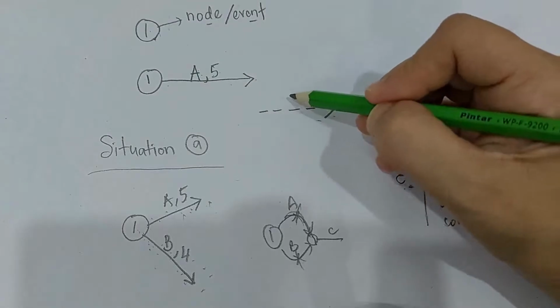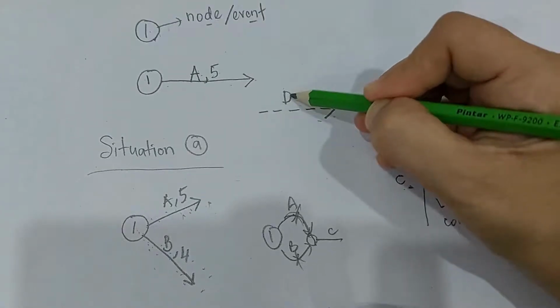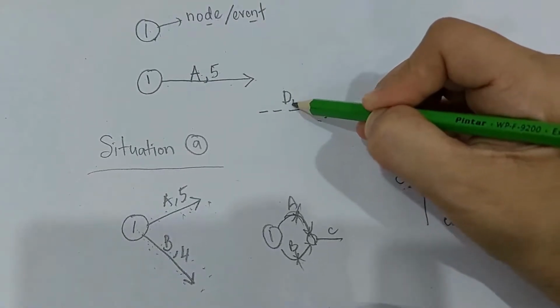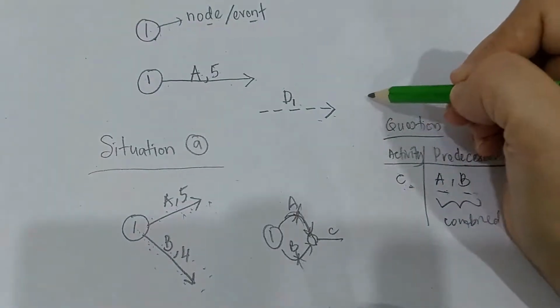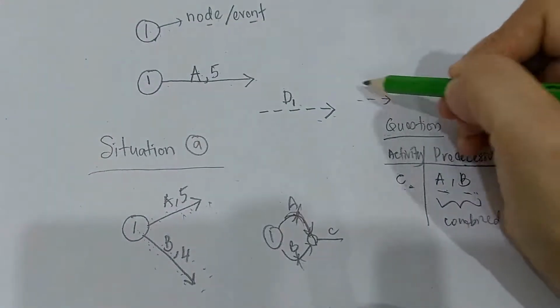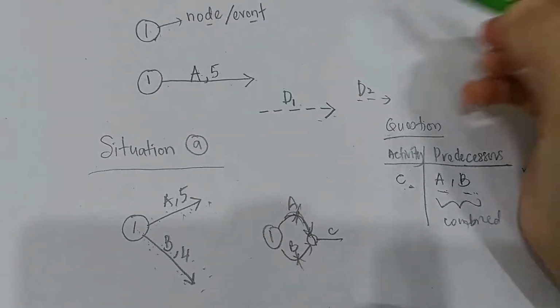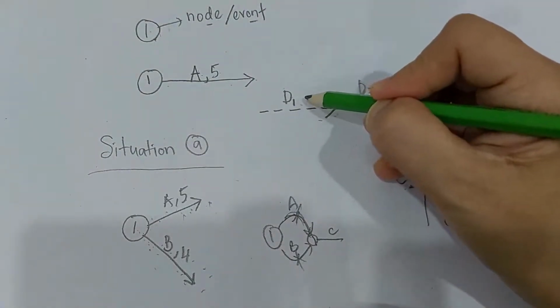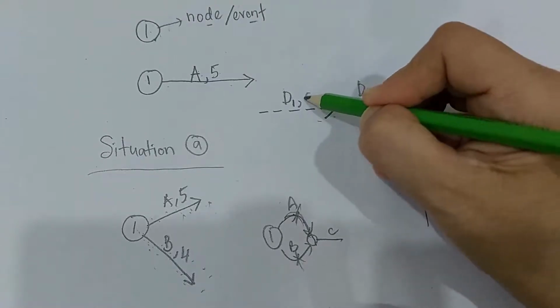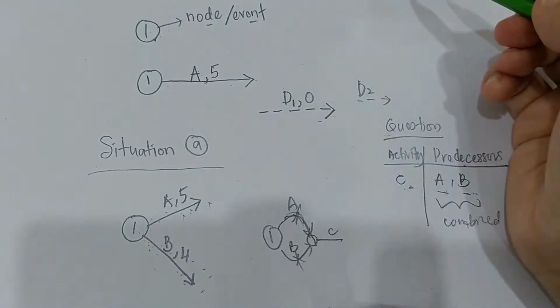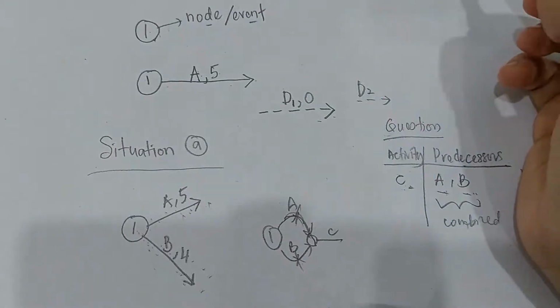So how to label a dummy? A dummy has its own name, D1. If you need to use more dummies, the next dummy you will label as D2, D3, D4 and D5. And what is the duration or masa untuk dummy? A dummy always has no duration. So the duration is always 0.